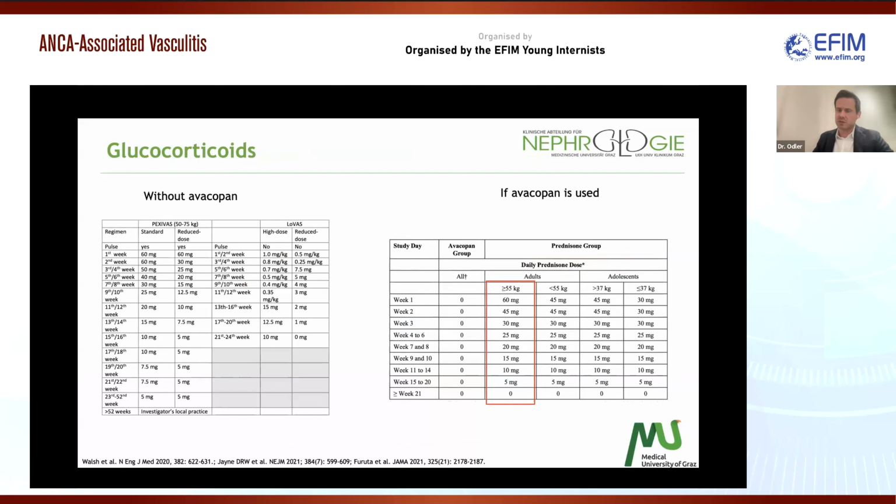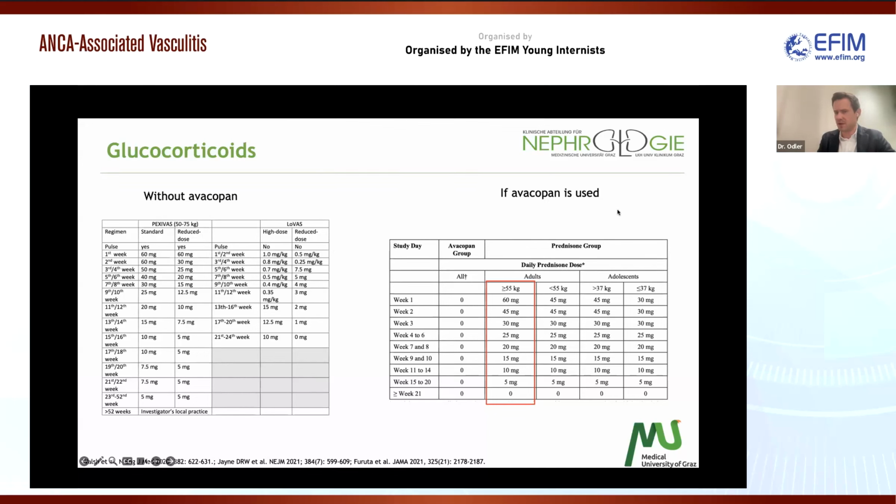And then switching to glucocorticoids. I tried to mention at the beginning of my presentation that infections are one of the most important mortality predictors in this patient population, and glucocorticoids are one of the most important contributors to developing severe infections. In the last years, we learned a lot about the use of glucocorticoids in the treatment of AAV. Two major trials, the PEXIVAS trial and the LoVAS trial, compared the use of standard and reduced glucocorticoid dosing and found no significant differences in terms of the primary outcomes of these trials, which means that reduced dosing can be considered in our patients, and you should not be afraid of using less glucocorticoids.